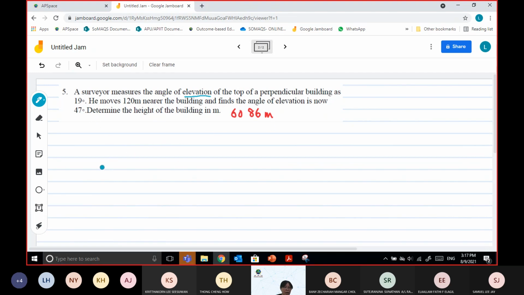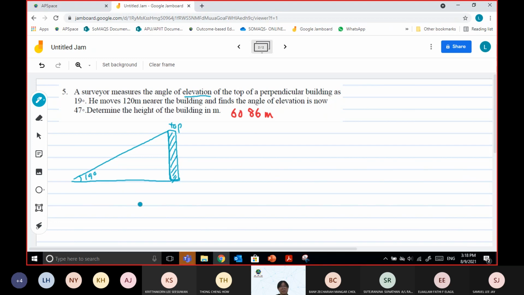Okay, so I try to draw out the triangle. Let's say this is a building, and I draw it as a triangle. The surveyor measured the angle of elevation of the top of the building. The top of the building is here, so the elevation is 19 degrees.